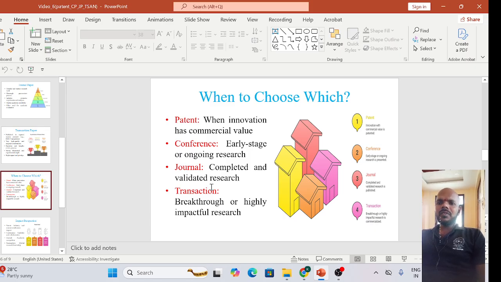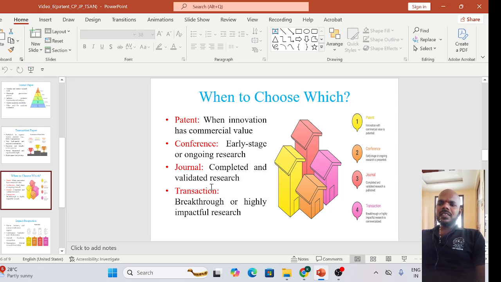Next one, conference. When to choose the conference? At an early stage of ongoing research. That means if you are starting research, or if research is in the starting stage, you may go for conference paper submission. Journal paper, so completed and validated research. That means you already know research is completed and you got validation from your results with existing models. So then you may go for the journal paper.